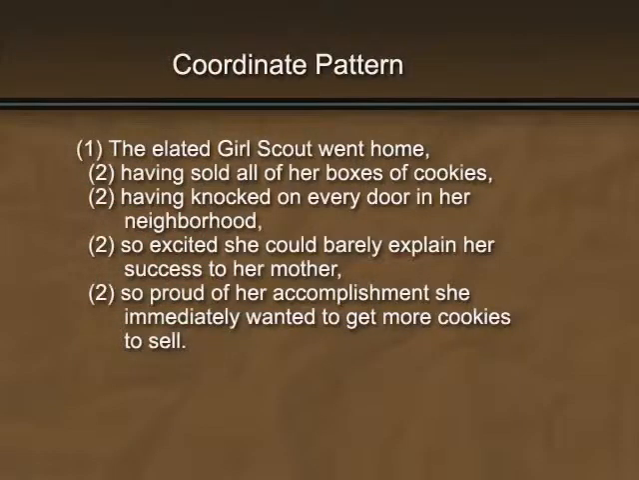First level, the elated Girl Scout went home. Second level, having sold all of her boxes of cookies. Second level, having knocked on every door in her neighborhood. Second level, so excited she could barely explain her success to her mother. Second level, so proud of her accomplishment, she immediately wanted to get more cookies to sell.